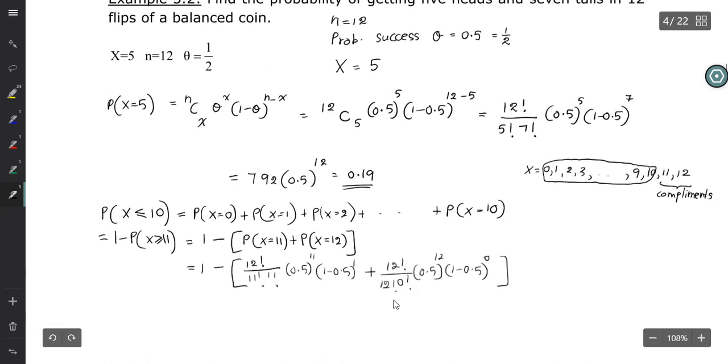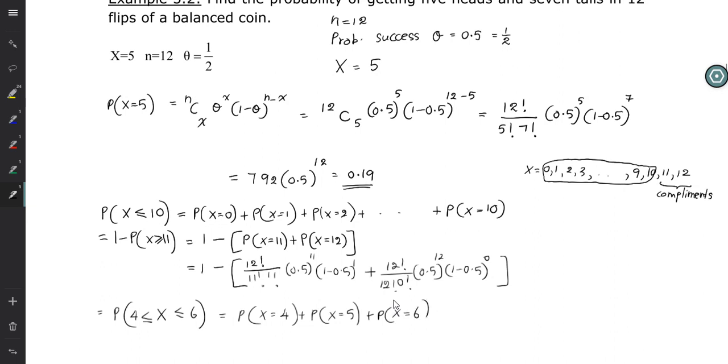Not only that, if you want to find the probability that the number of heads you get lies in between, say, 4 and 6, that will be the probability x equals 4, x equals 5, and x equals 6. So you have to apply this formula 3 times when x is 4, x is 5, and x is 6, and add them together.